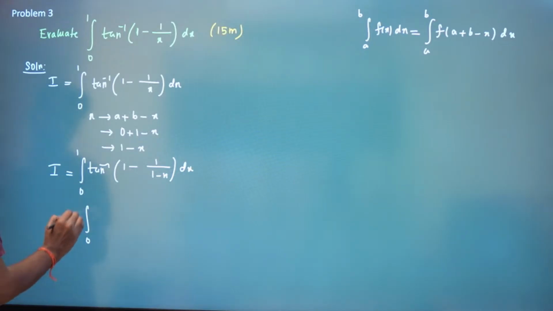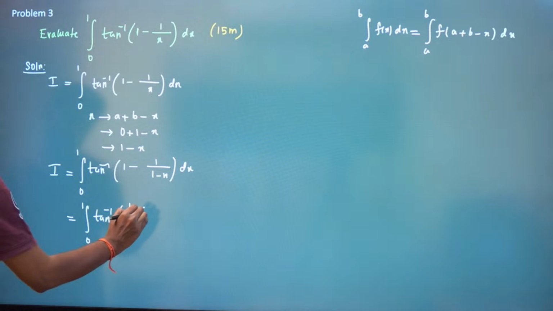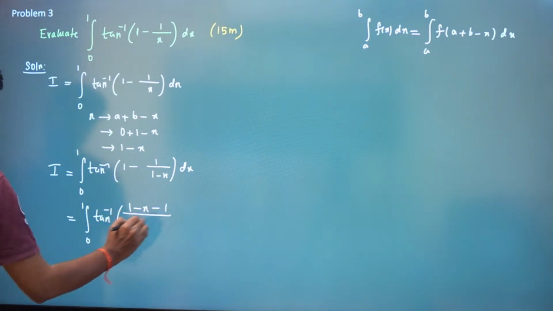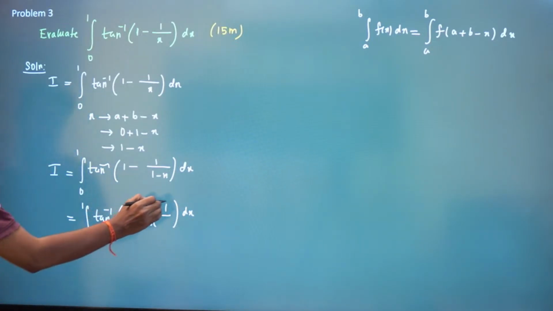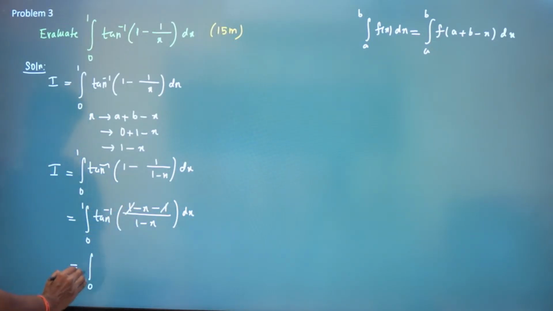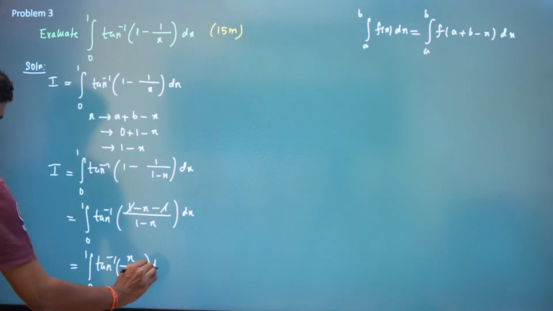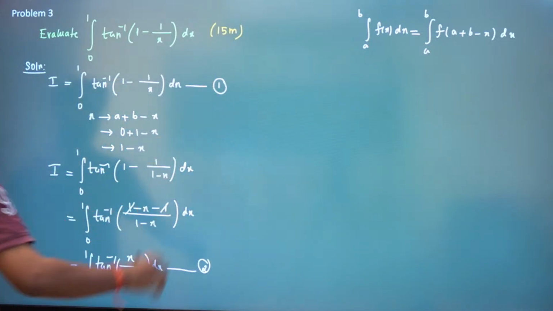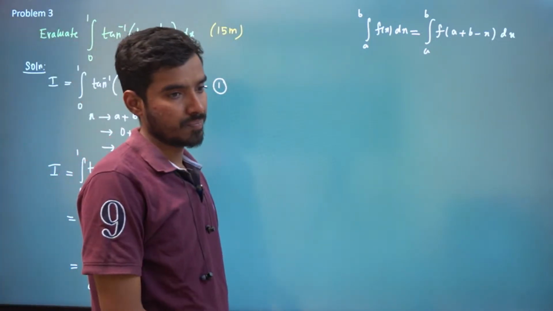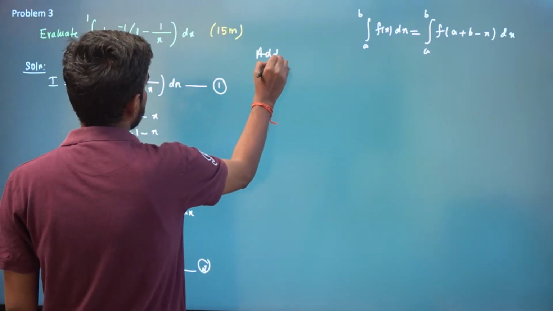This is integration of 0 to 1 tan inverse of (1 minus x minus 1) divided by 1 minus x dx. So these two will get cancelled. So this is integration of 0 to 1 tan inverse of x by 1 minus x dx. Call this integral 2 and call this integral 1. So I'm going to add these two integrals, very simple 12th standard level integral. So I'm going to add 1 and 2.